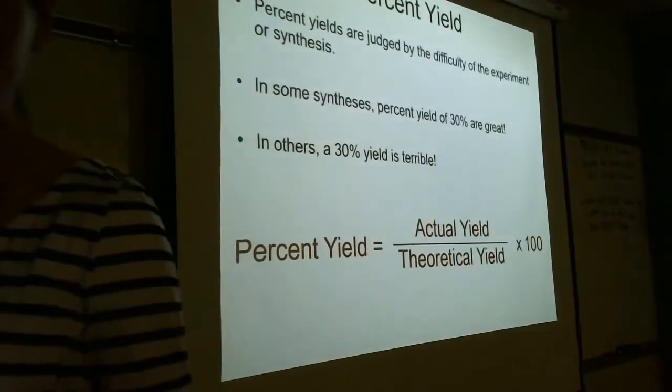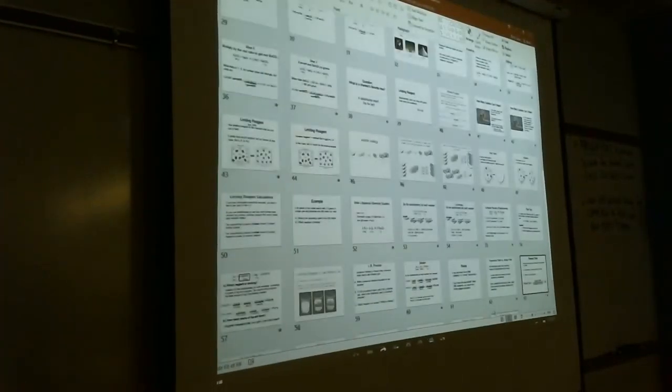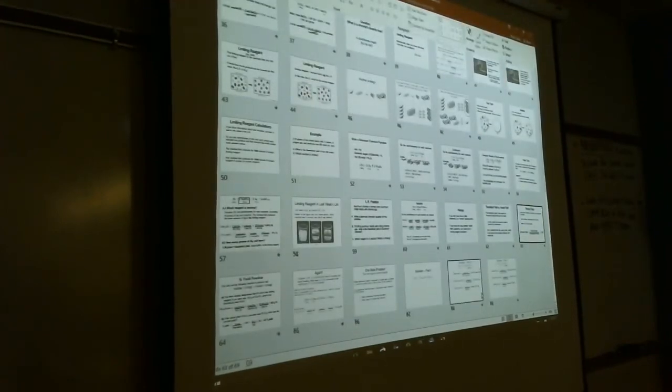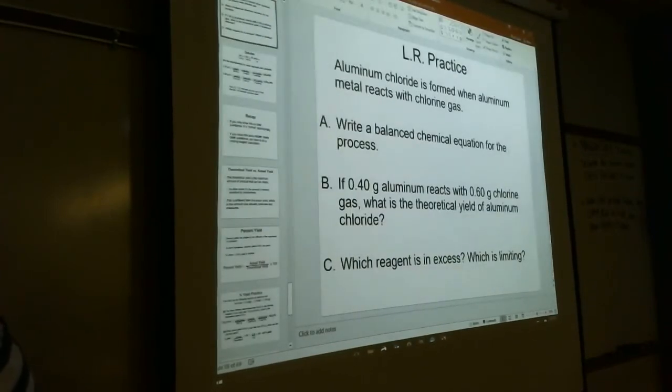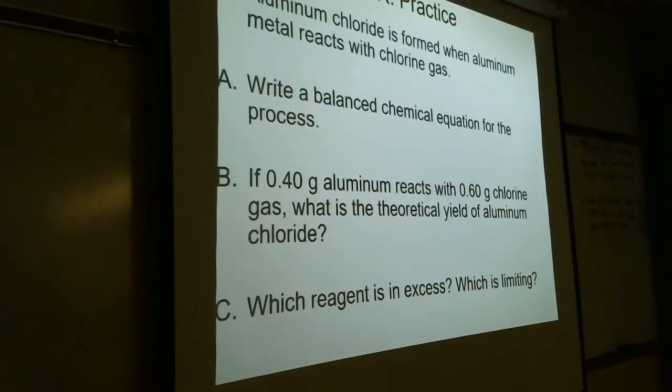So here's what I'm going to do now. Let's see, where is that problem I wanted you to do? There we go. Aluminum chloride is formed when aluminum metal reacts with chlorine gas. Write a balanced equation. If 0.4 grams aluminum reacts with 0.6 grams chlorine gas, what is the theoretical yield of aluminum chloride? And then which reagent is in excess, and which reagent is limiting? I'm going to pause the recording.